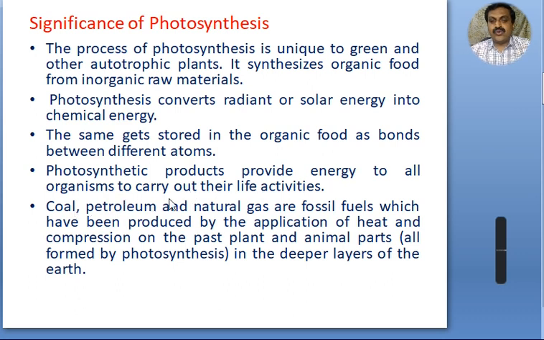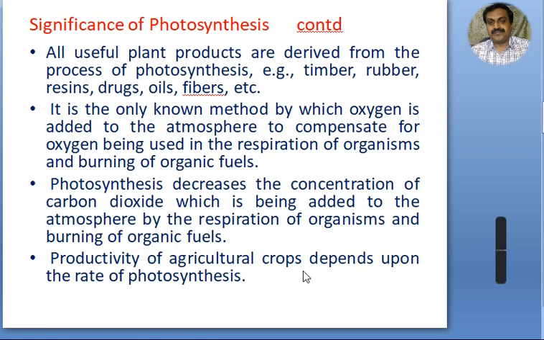Substances like petroleum, coal, and natural gas are fossil fuels which have been produced by the application of heat and compression on past plant and animal parts. All are formed by this process of photosynthesis in the deeper layers of the earth. And through photosynthesis, all useful plant products like timbers, rubber, resin, drugs, oils, fibers, tannins, etc., are formed or derived from the process of photosynthesis.